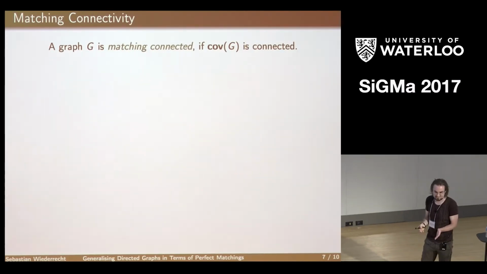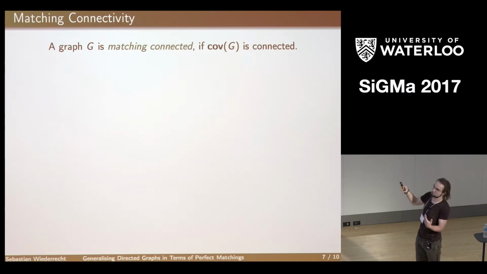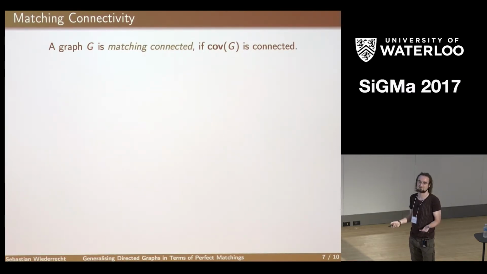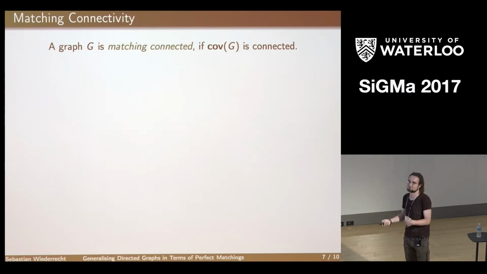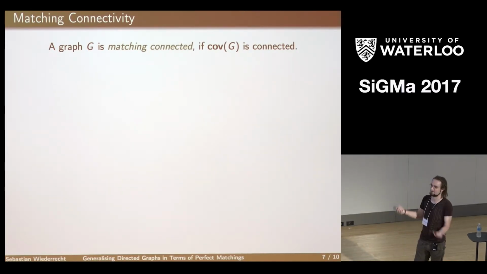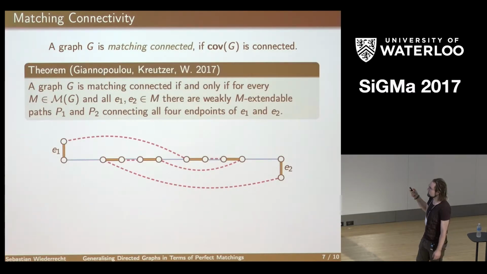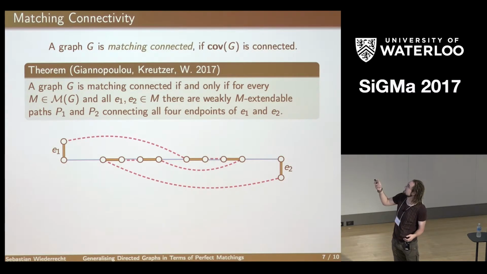So now next we need a notion of connectivity. And what we do is we say the graph G, having a perfect matching, is connected if its cover graph, denoted by cover of G, is connected. And what is the cover graph? Basically, we take our graph and throw away all the edges that do not belong to any perfect matching, so all edges remaining belong to at least one perfect matching of the graph. And if this thing is connected, the graph is called matching connected. And as it turns out, we can give a characterization of this connectivity in terms of weakly extendable paths.